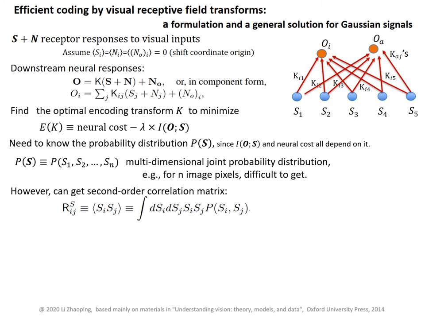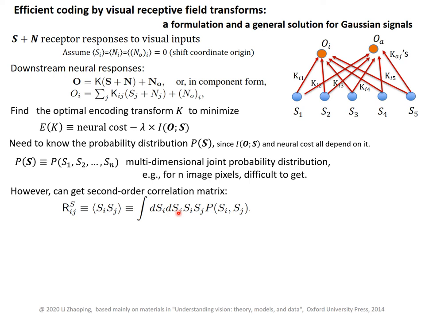And this matrix is denoted as R_S. And it has this ij-th matrix element, and the ij-th matrix element is a second order correlation between the Si node and Sj node of the input. You can see that this correlation is Si Sj, averaged over the joint probability P(Si, Sj), and integrated over Si and Sj. And this is much easier for us to get as properties of natural inputs.